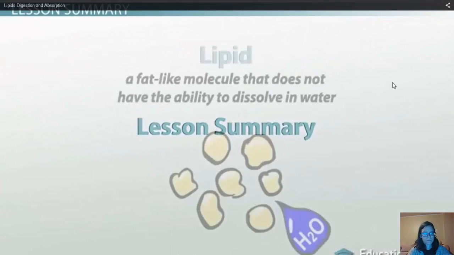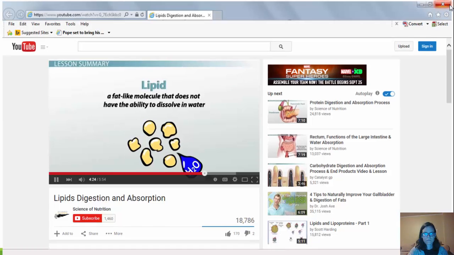Let's review. A lipid is defined as a fat-like molecule.